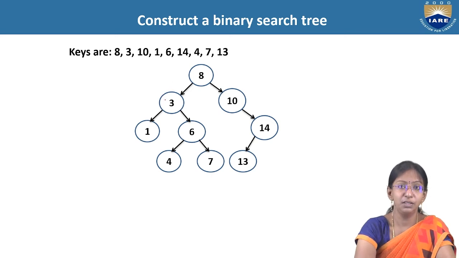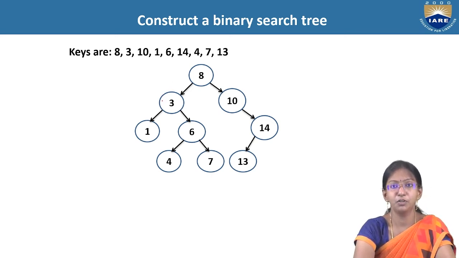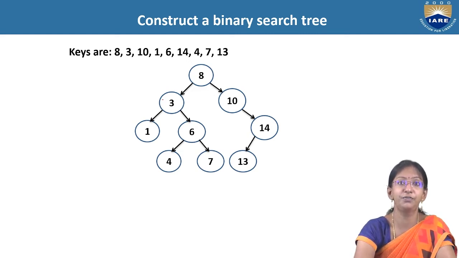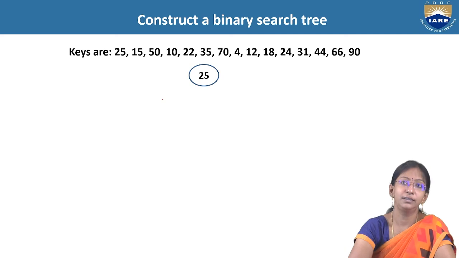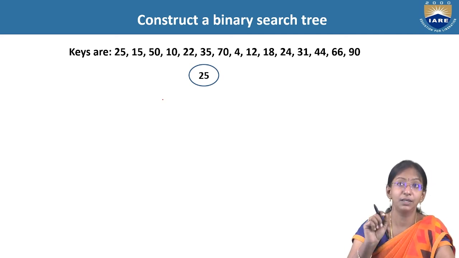So the BST property, that is left child must be less than the parent and right child must be greater than the parent, prevails for each and every node, every internal node. Okay? Let me explain you with another example, guys. Here now I have taken a huge one.